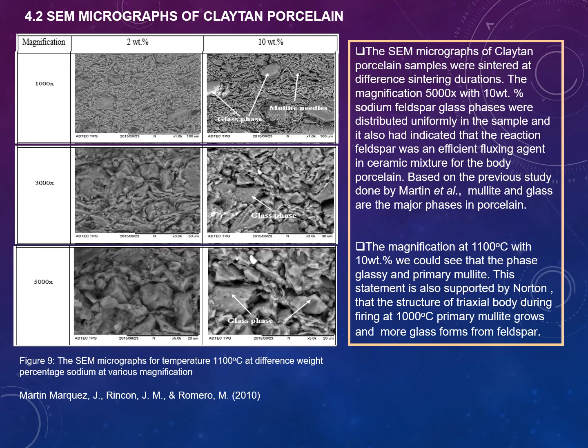Based on the previous study done by Martin, mullite and glass are the major phases in porcelain. At the magnification at 1100 degrees with 10 weight percent, we can see the glassy phase and also primary mullite. This statement is also supported by Norton, that the structure of porcelain body fired at 1000 degrees has primary mullite growing and more glass forming from feldspar. This is about some micrographs of CLAYTAN porcelain.